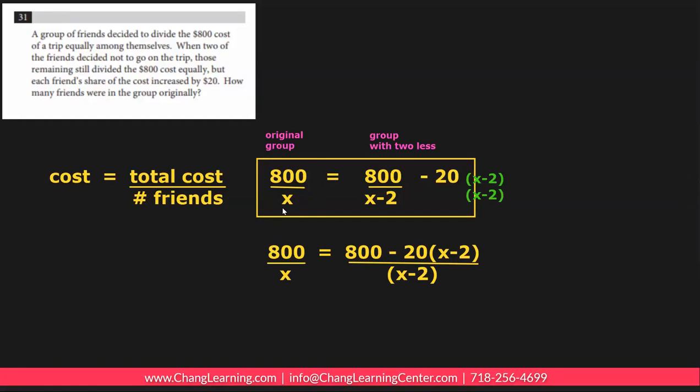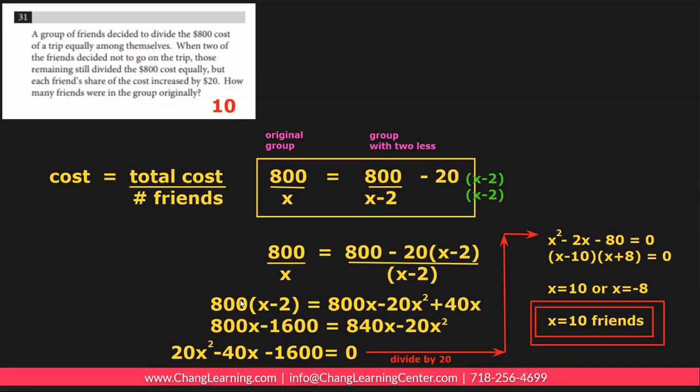So there's the original group and the amount that would be paid, and the group with 2 less. Since there's no denominator under the negative 20, I'm going to scale it up by x minus 2 over x minus 2, top and bottom. Then we have 800 over x equals 800 minus 20 times x minus 2, over x minus 2. So we have a proportion. Cross multiply, and we get 800 times x minus 2 equals x times 800, which is 800x, and distributing minus 20x squared, double negative is plus 40x.